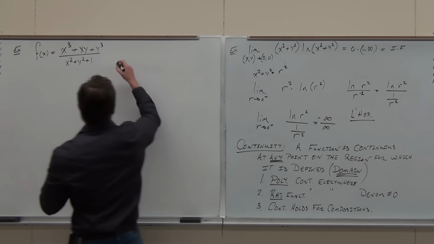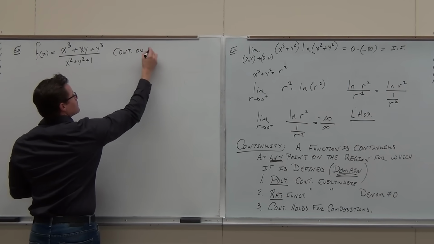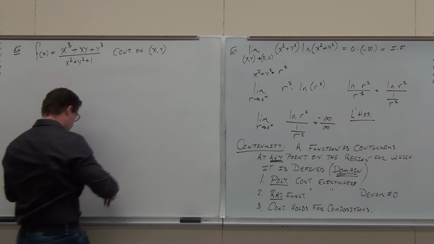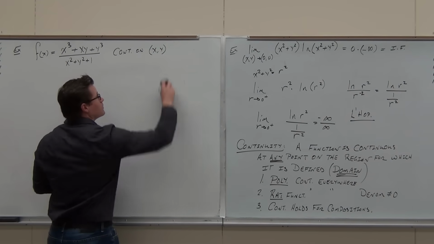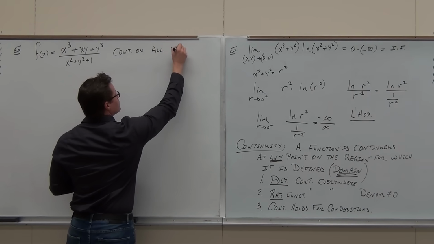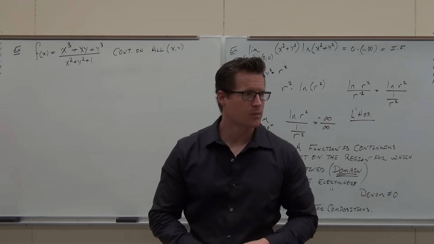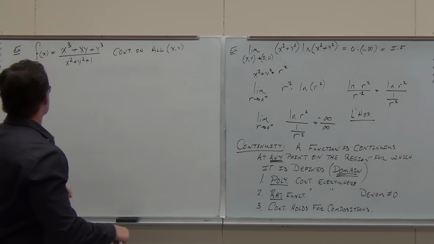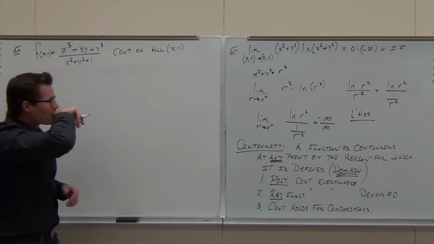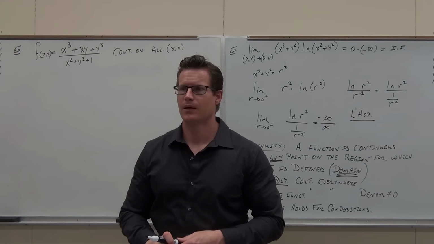So this would be continuous on, well, let's put it this way, on all points. Continuous on all ordered pairs, x, y. Question? F of x, y. Oh, yeah, I'm sorry. Thanks for that. You're okay with that one.